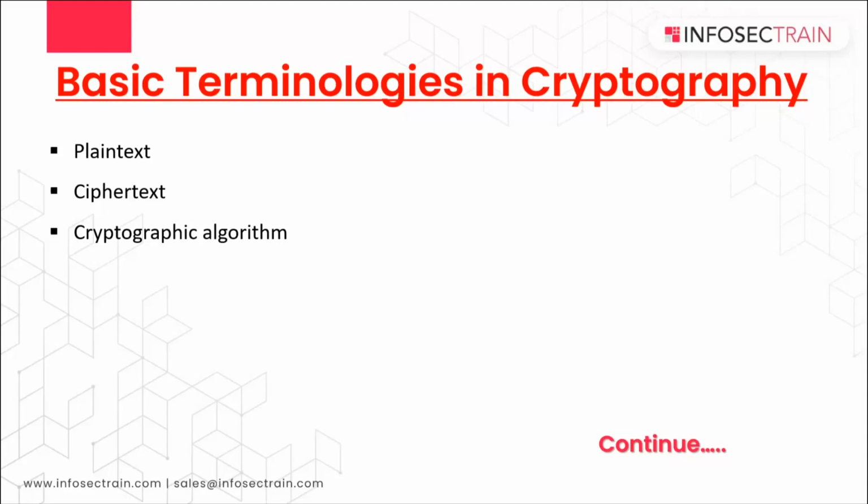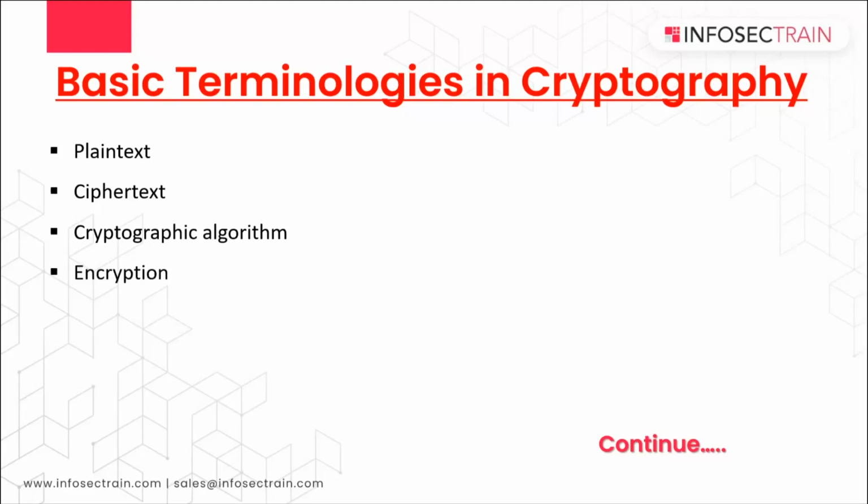So what are the different algorithms that you have as a cryptographic algorithm? As we know, a cryptographic algorithm is a set of mathematical rules and procedures used to encrypt and decrypt data. For example, we have the Advanced Encryption Standard, the Data Encryption Standard (DES), the RSA algorithm, and also the Caesar cipher. If you search for these algorithms, you will find so many algorithms.